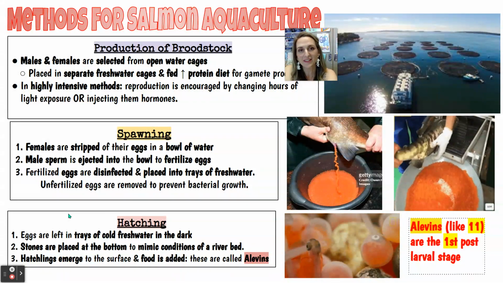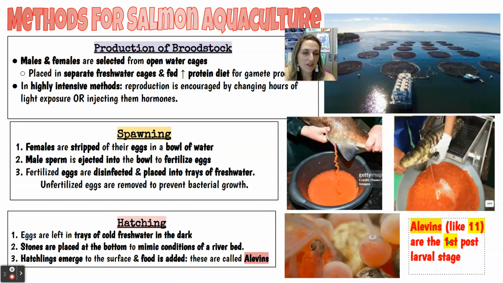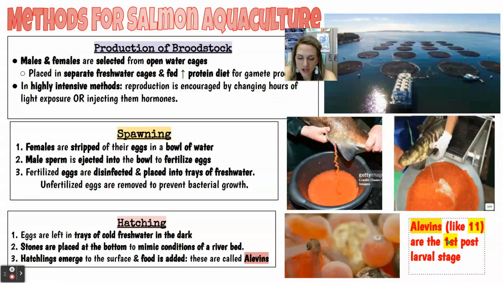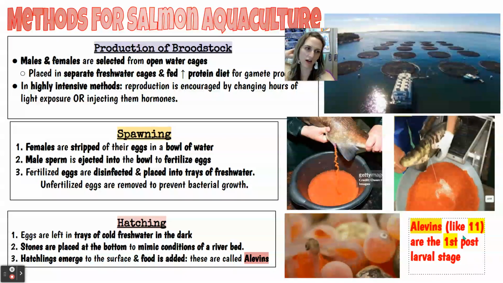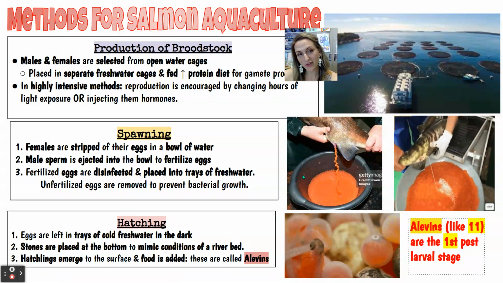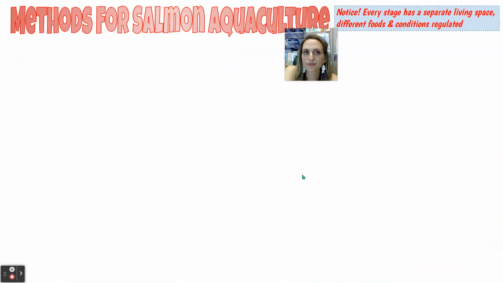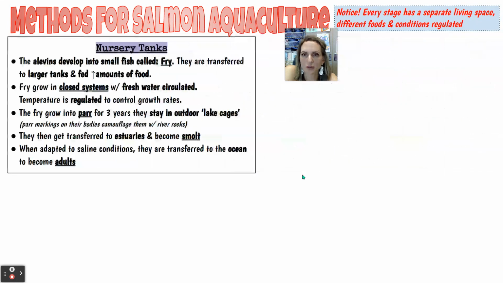These are called alevin, like the number eleven. So you can remember that this is the first actual stage of the salmon, aside from a fertilized egg. It's the first stage, and the number eleven has a one in it. So every stage will have a separate living area and food source.